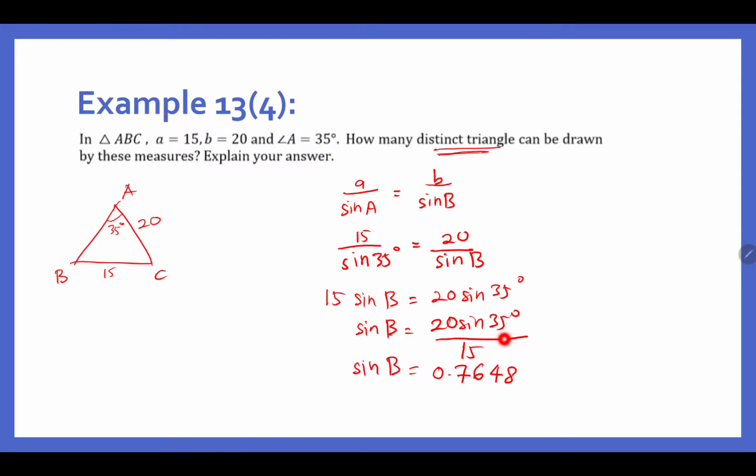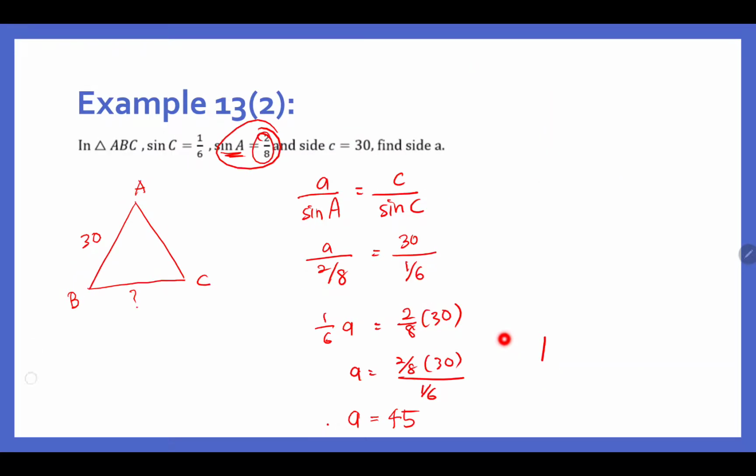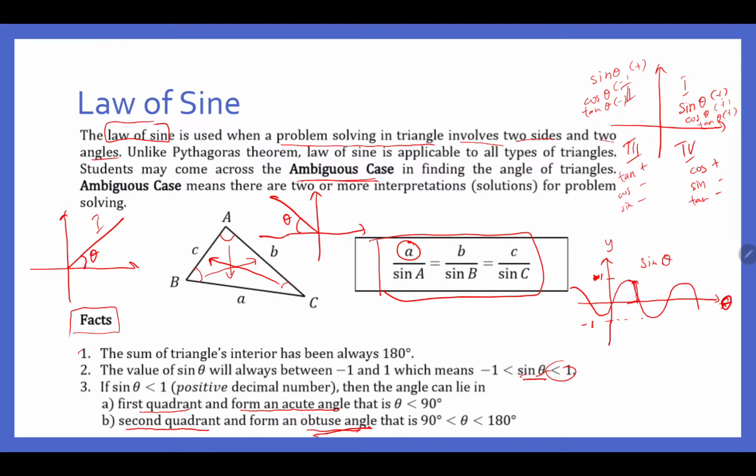As explained in the previous slide, the value of sin theta will be between -1 and 1. And if it is a positive number, the angle can lie in the first quadrant and second quadrant. So kita ada dua kemungkinan. Ada dua triangle yang kita boleh lukis, tapi tengok betul kedua ataupun satu sahaja. Tadi kita dapat nilai sin positif juga, so kita kena tengok dekat first quadrant dengan second quadrant.